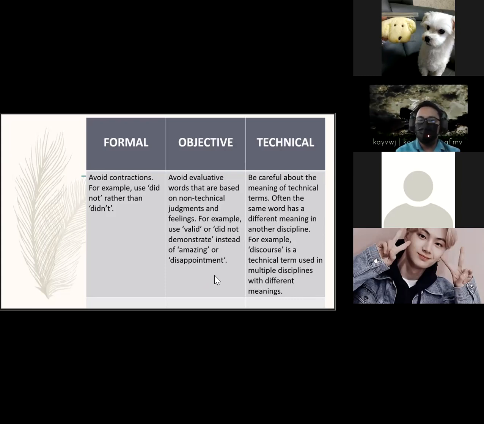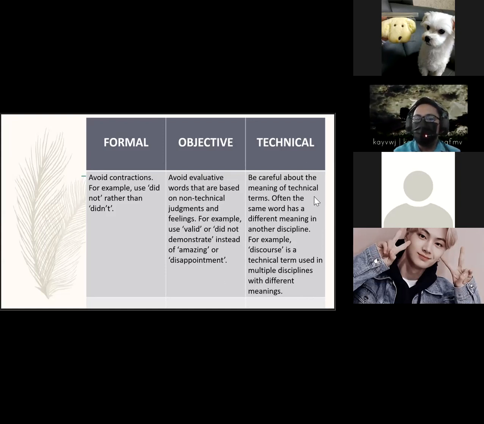Wow, that is amazing. Okay, I am very disappointed. That is being subjective. But instead of saying such words, we do have words that are more objective na kapalit ng amazing tsaka disappointment. Pwede siyang maging valid o kaya naman did not demonstrate para sa disappointed. So we should think of other words for those words that we can say are subjective. Kasi dapat objective tayo.